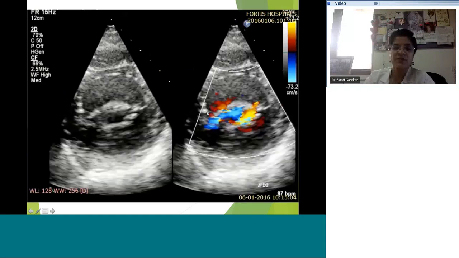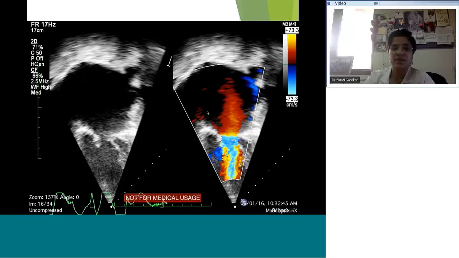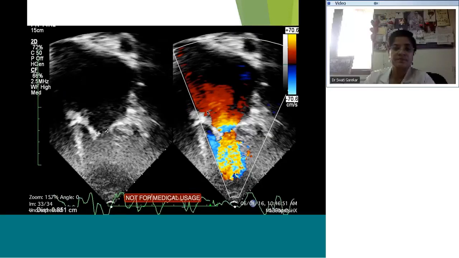Regurgitant jet, really, really wide. Severe mitral regurgitation as well. Left atrial area we are taking. So people even measure at the level of the leaflets, the diameter there, and that also can be plugged into the table to find out where you are with regard to your severity.